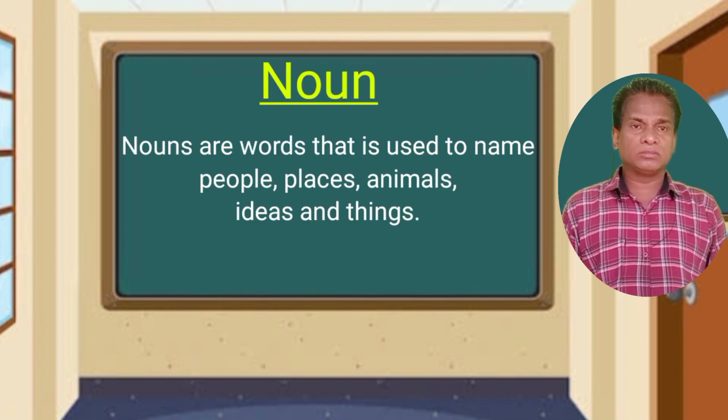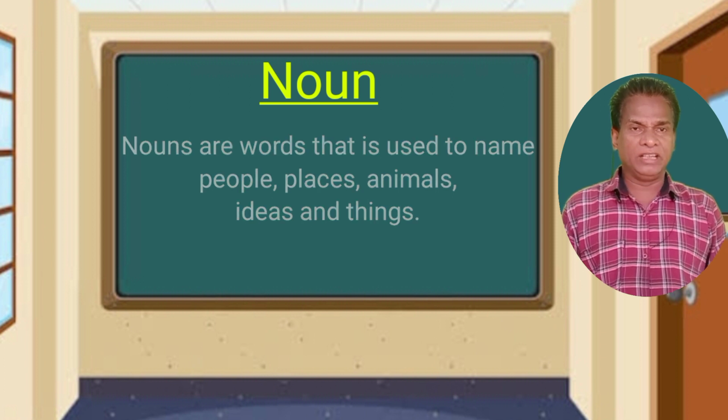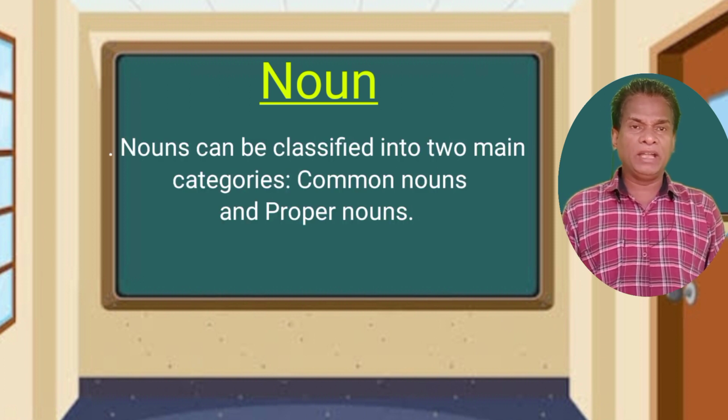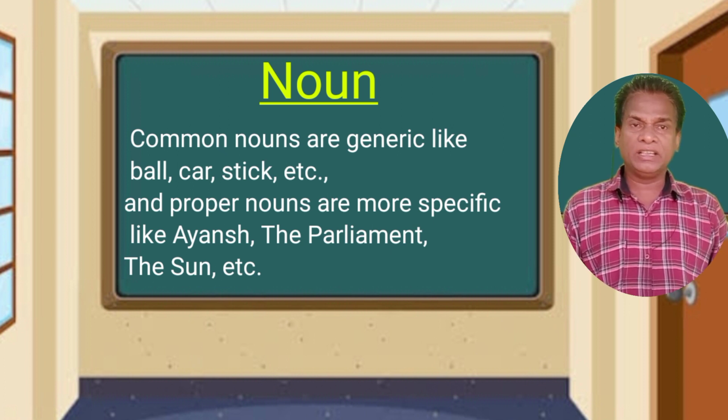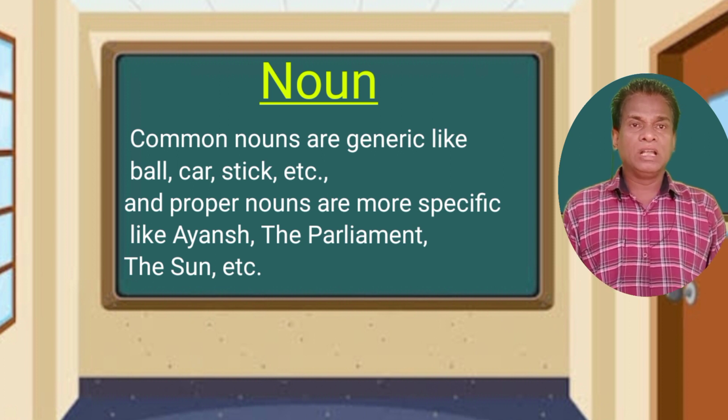Nouns are words that are used to name people, places, animals, ideas, and things. Nouns can be classified into 2 main categories: common nouns and proper nouns. Common nouns are generic like ball, car, stick, etc. And proper nouns are more specific like Ayansh, Karan, the parliament, the sun, etc.